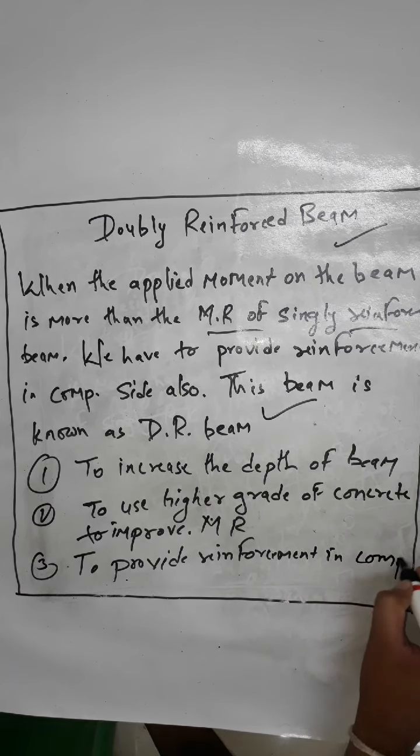Second, to get more headroom in the rooms. Means if your room height is not much, in that case you need more headroom, so you have to provide a doubly reinforced beam, because in such a condition if you provide a singly reinforced beam, then the height of the room is decreased. So in that case you have to provide the doubly reinforced section.